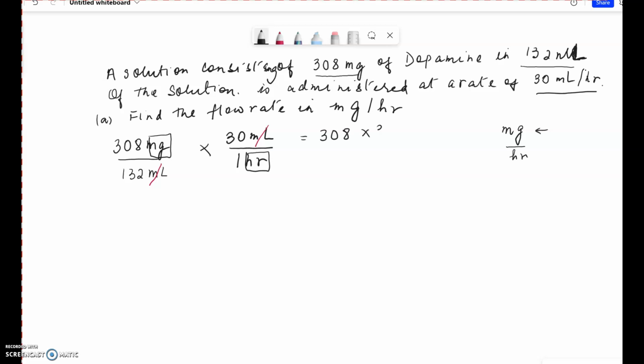and we are left with 308 times 30 milligrams of dopamine. The quantity of dopamine in the solution is given in milligrams, so that's milligrams per 132 times 1 hour. So we got exactly what we wanted. So we have milligrams in the numerator and hours in the denominator. All we have to do is simplify this expression.